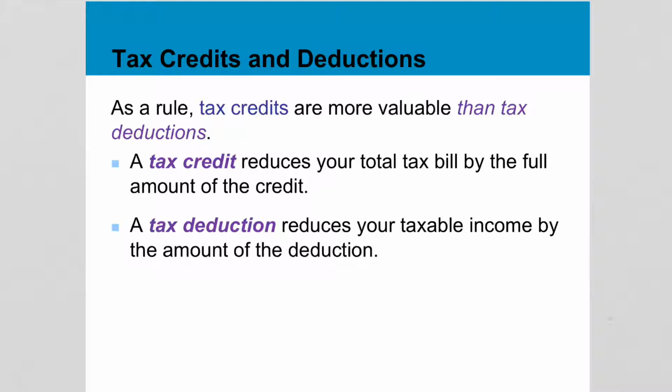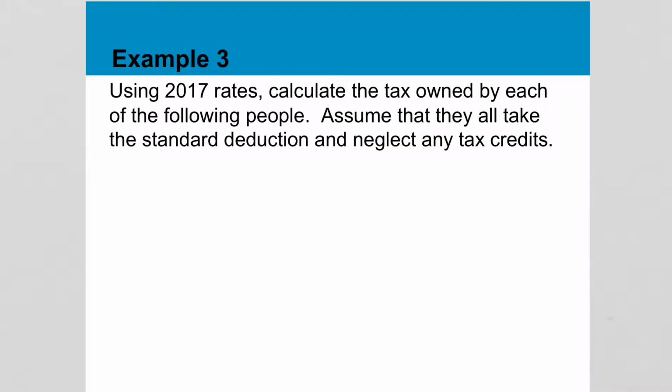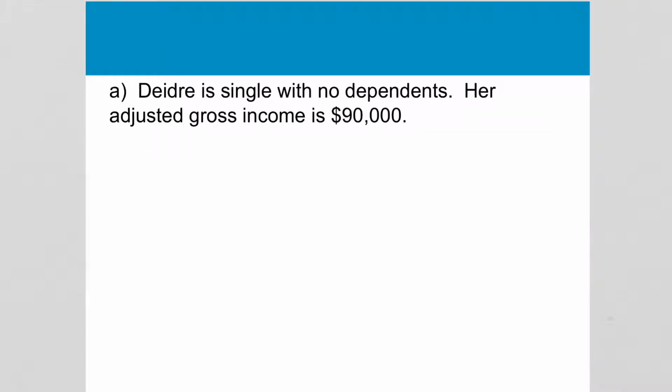As a rule, tax credits are more valuable than tax deductions, because a tax credit reduces your total bill by the full amount of the tax credit, while deductions are only deducted from your taxable income. Okay. So example 3 says, using 2017 rates, calculate the tax owed by each of the following people. Assume they all take the standard deduction and neglect any tax credits.